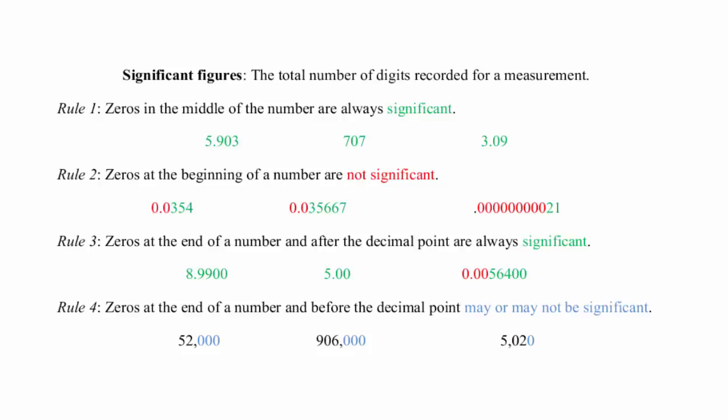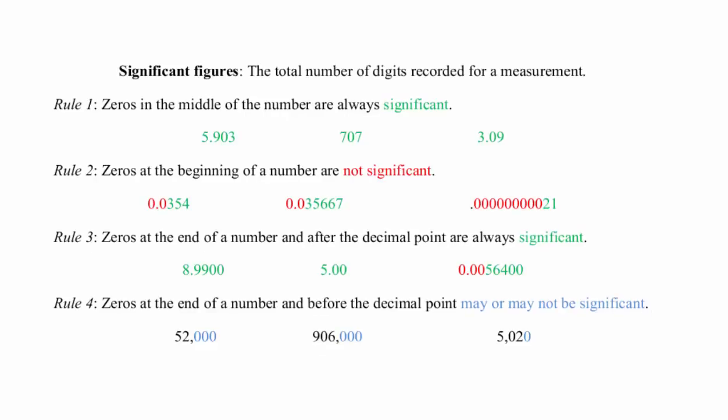Today I will be talking about significant figures, and that is the total number of digits recorded for a measurement. And these digits can be recorded by scales or any other kind of measurement tools. To calculate how many significant numbers a value has, we first need to know some rules.